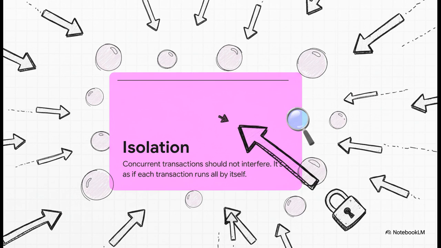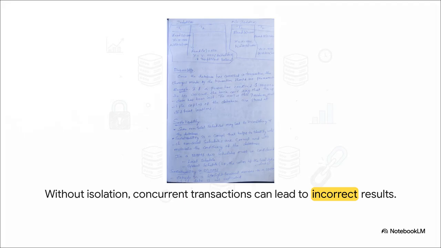Isolation makes sure that all these simultaneous transactions don't trip over each other. It's like each transaction gets its own private bubble to work in, completely unaware of any others happening around it. This gives you an idea of the kind of chaos that happens without isolation. Imagine 2 people trying to book the last seat on a flight at the exact same moment.